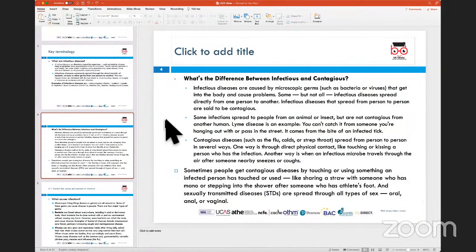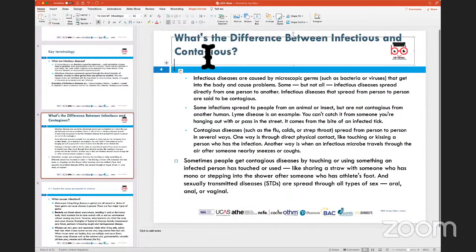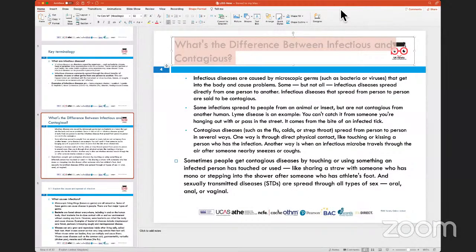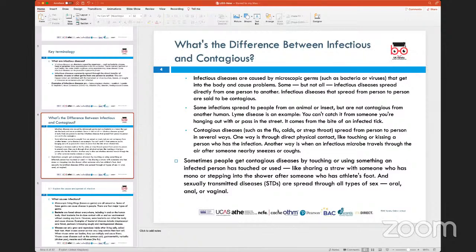Now, there is a key difference that we also want to understand, which is between what is a contagious infectious disease and what is an infectious disease. So when do we say that the infection has become contagious? If I look at the meaning of the word contagious, just to put it into perspective, it means that it spreads from one person to the other, one organism to the other, typically because of direct contact.